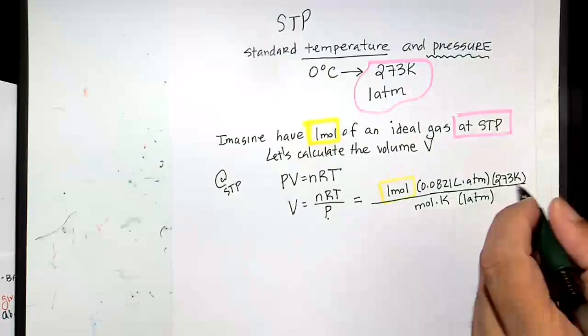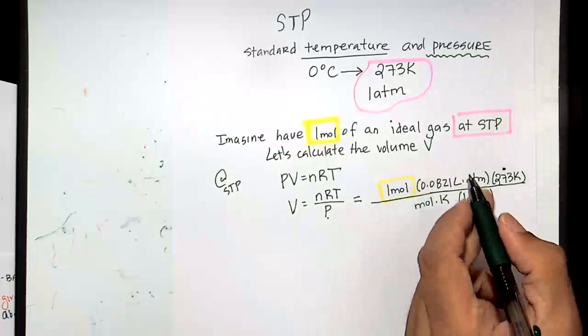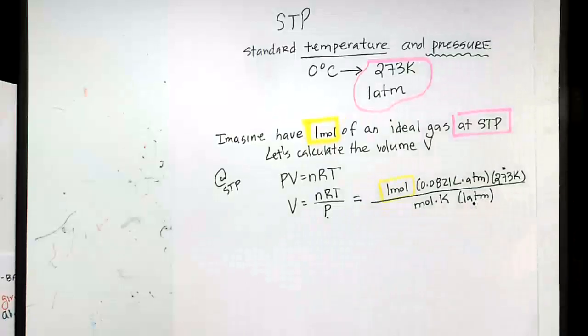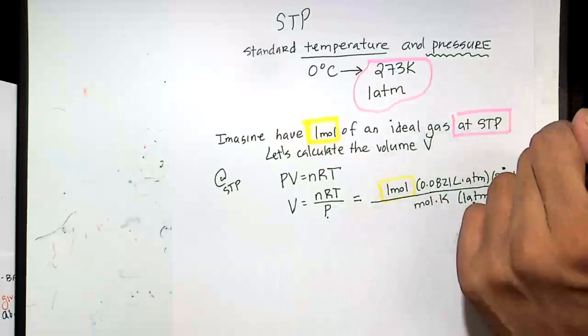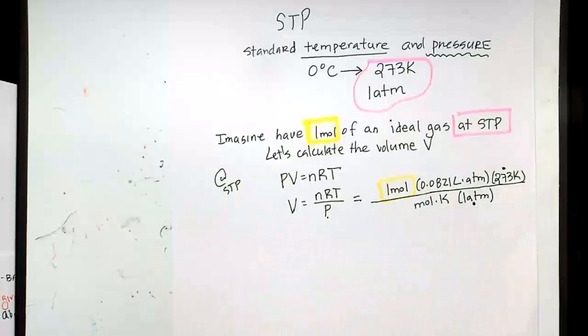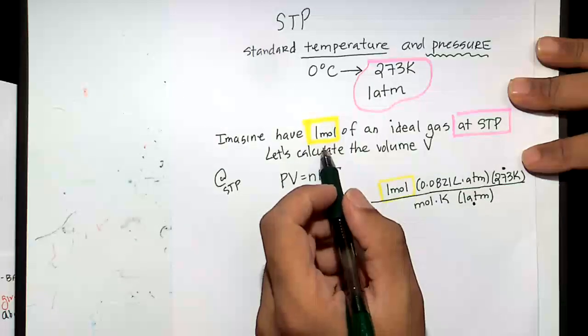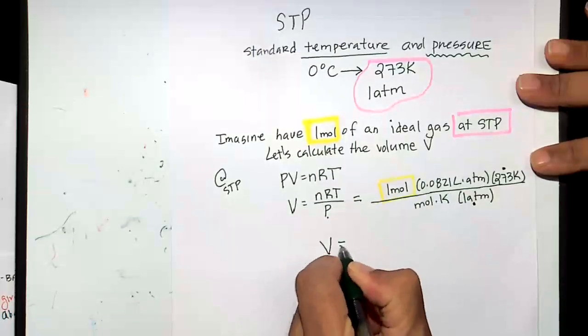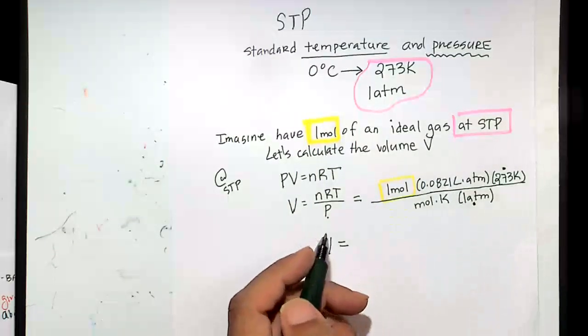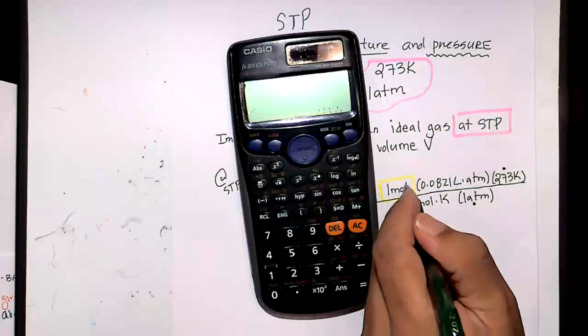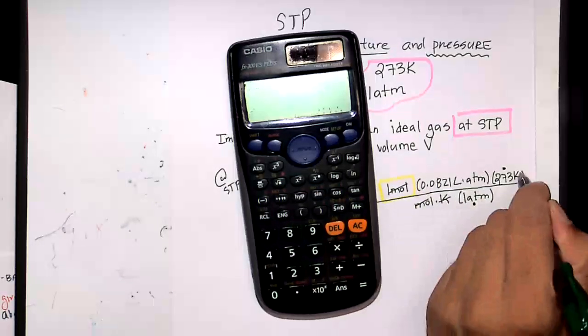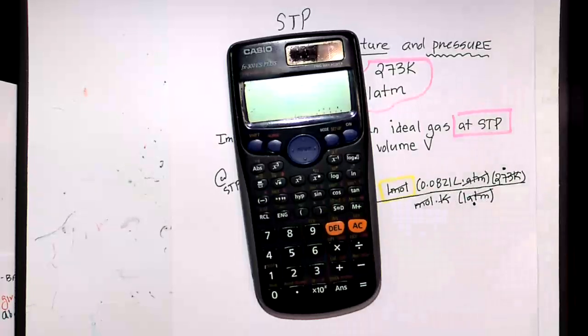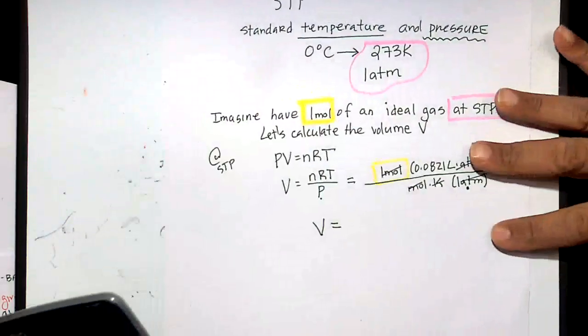So if they say STP, you have to know 273 Kelvin and you have to know 1 ATM. If they say STP, it's 273 Kelvin, 1 ATM. That's all, that's it. But let's just say we have 1 mole of a gas. We solve for this. By the way, moles cancel. Kelvin cancels. ATM cancels. We're left with liters.